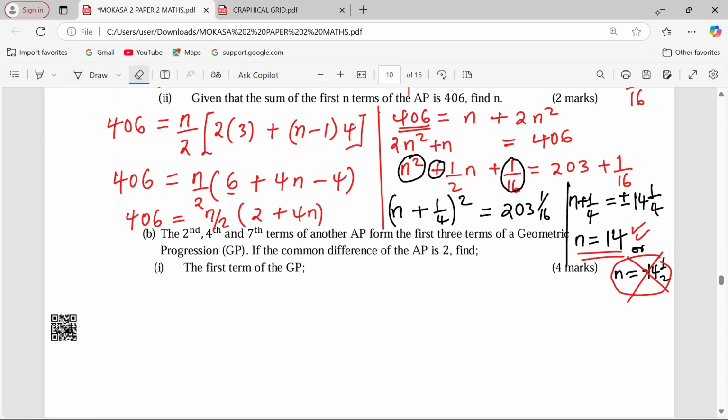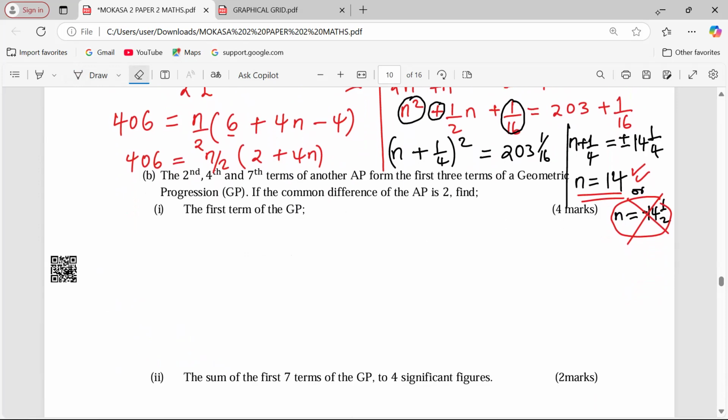Let's check part B of this. A very interesting question which says that the second term, the fourth term, and the seventh term of another AP, not the AP in part A now, form the first 3 terms of a geometric progression, that's a GP. If the common difference of the AP is 2, find part 1, the first term of the GP, and part 2, the sum of the first 7 terms of the GP to 4 significant figures.